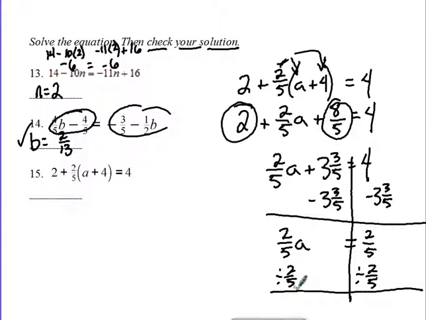And 2/5 divided by 2/5 is 1. 1 times a is a. And 2/5 divided by 2/5 is 1. So a equals 1. And when I plug in 1 for a, 2/5, actually now I can do 1 plus 4 is 5. 2/5 times 5 is 2, and 2 plus 2 equals 4, so that one checks out as well. So a equals 1 would have been my solution to the equation.